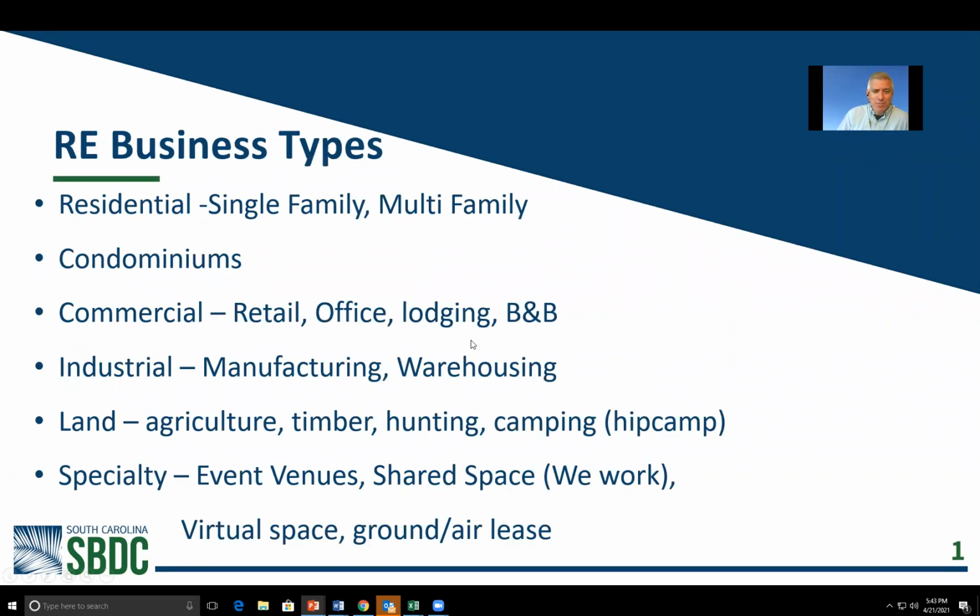So what are some types of real estate? What are some business types of real estate? A lot of times when you think of real estate investment, you're just thinking residential or maybe even commercial, right? You can buy a rental house or a single family residence and rent it out and make money on the spread, the difference between your expenses and your rent. Or you can invest in a duplex or multifamily and make money that way.